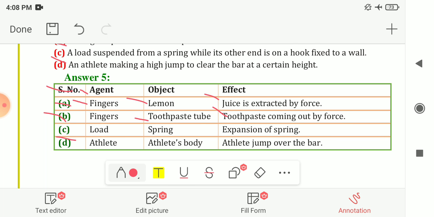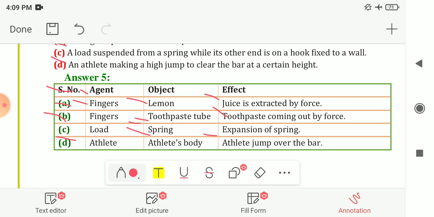So here the agent means the agent exerting the force, the agent by which the force is acting. The load is exerting or applying the force on the object, that is the spring, and the effect of this force is expansion of the spring. Because of this force the spring expands, or you can say the size of the spring gets changed, it will increase.